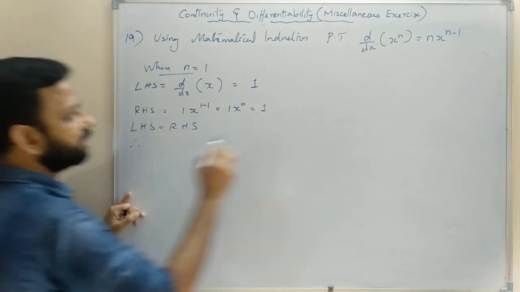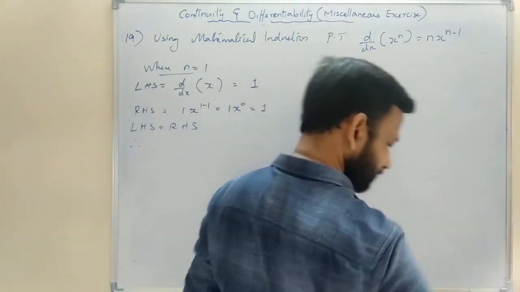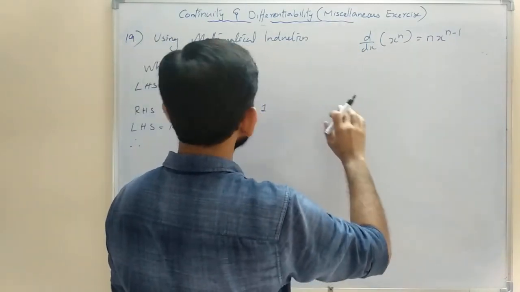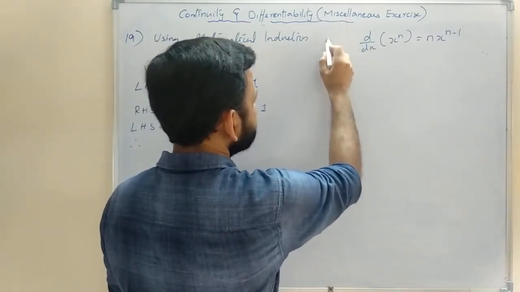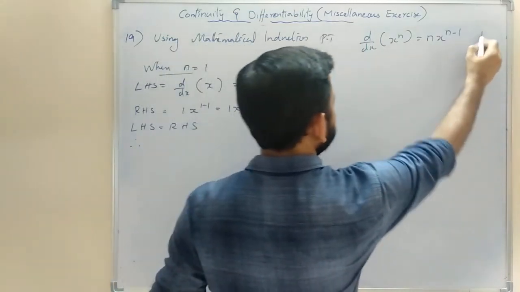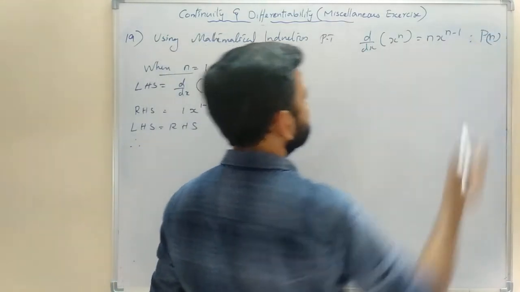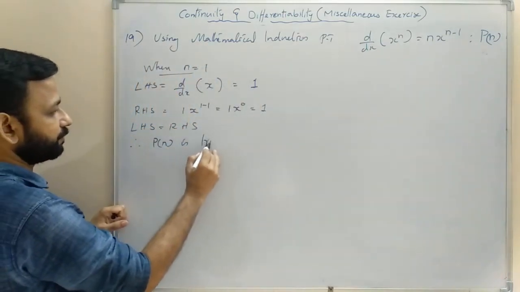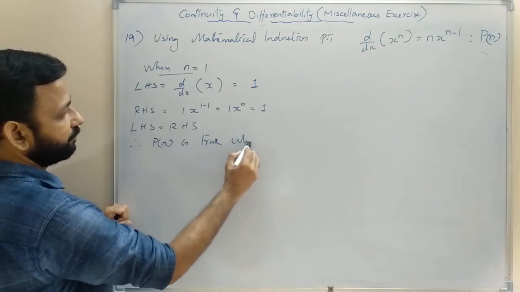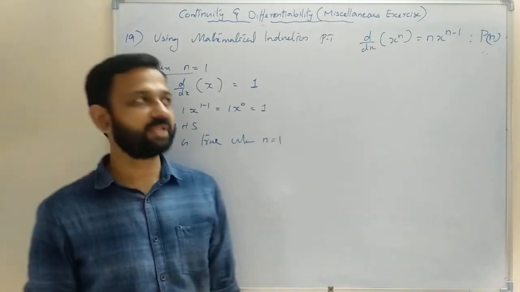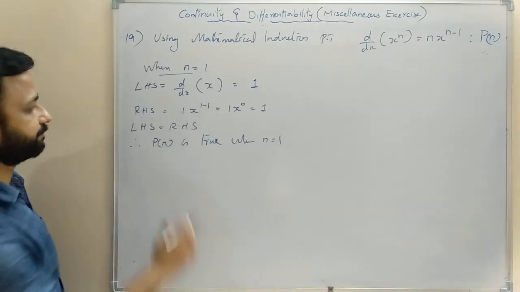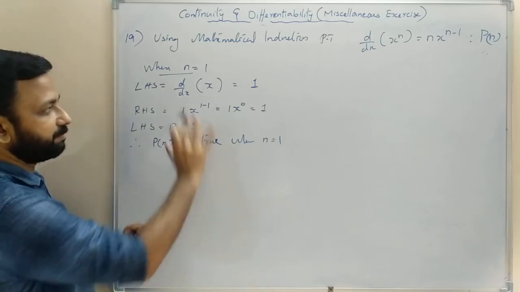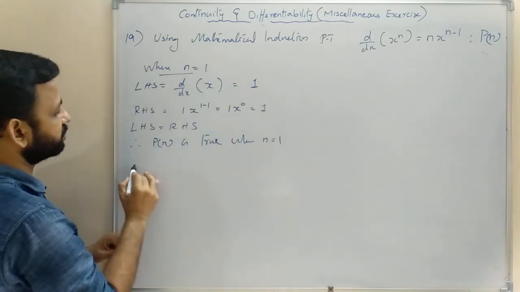Therefore, this statement we can take as Pn. Therefore, Pn is true when n is equal to 1. So that is the first step. Then the second step: assume that Pn is true when n is equal to k, because by the principle of mathematical induction we are doing this.